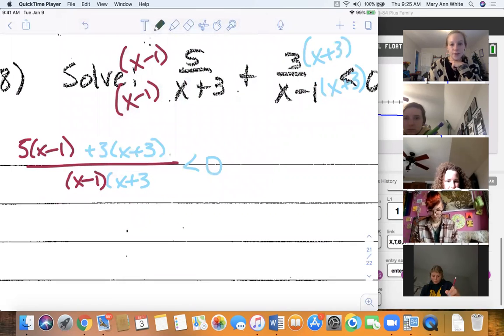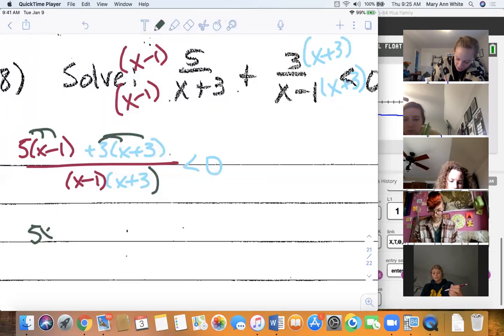So for anyone who's joining me or was completely lost and didn't know what to do, the first thing I did was get a common denominator. I multiplied the whole first fraction by x minus 1, and then I multiplied the whole second fraction by x plus 3. Now I'm going to distribute. I am not going to distribute the denominator, and I'm going to show you why in a second. I'm just going to move things around on the top and combine like terms.